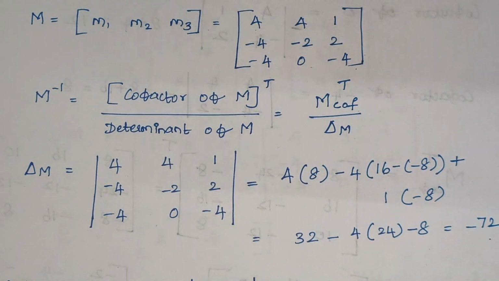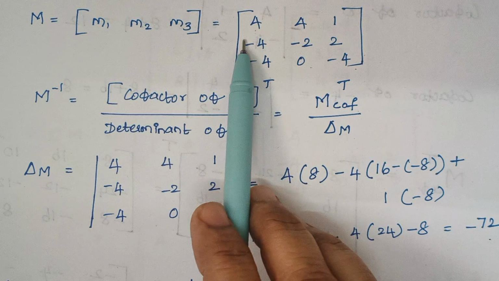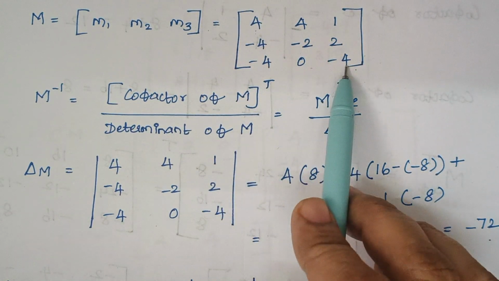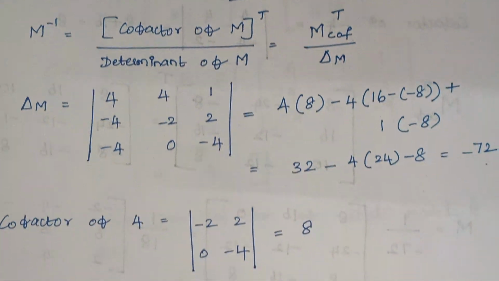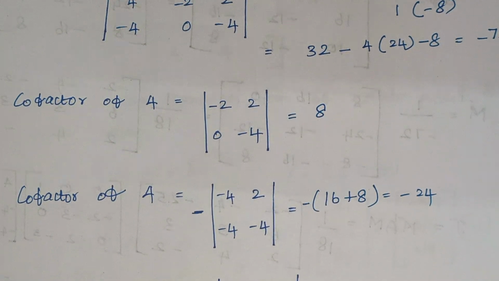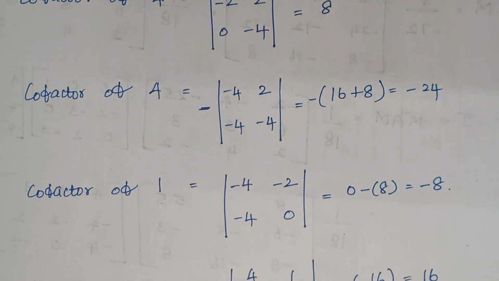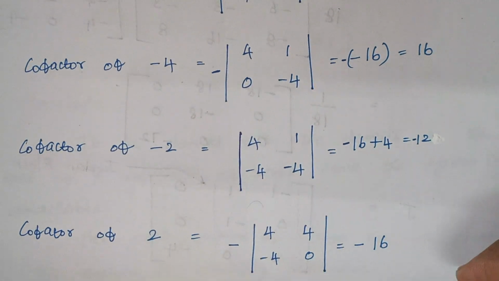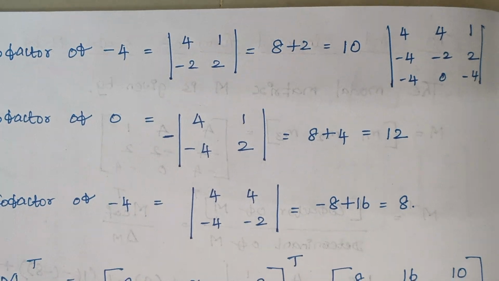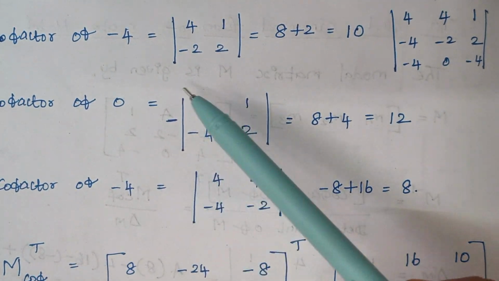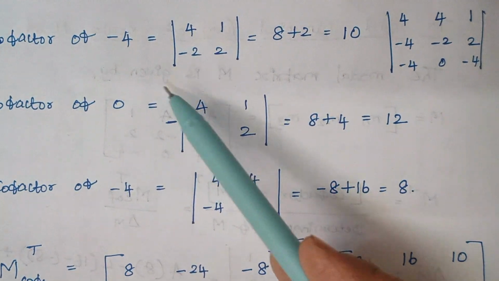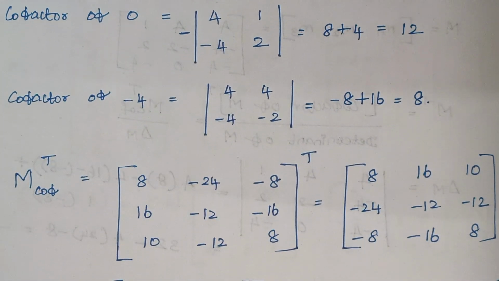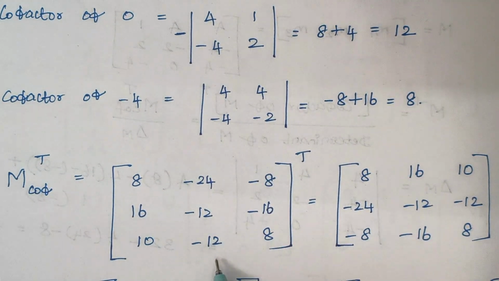So likewise, again when you consider this minus 4, you have to leave this row and this column. So the remaining terms are 4, 1, 0, minus 4, right? Accordingly, you have to calculate the cofactors for all these 9 terms, right? So again, calculating cofactors for the last row, minus 4, 0 and minus 4, right? So again, arrange them in the form of a matrix here accordingly.